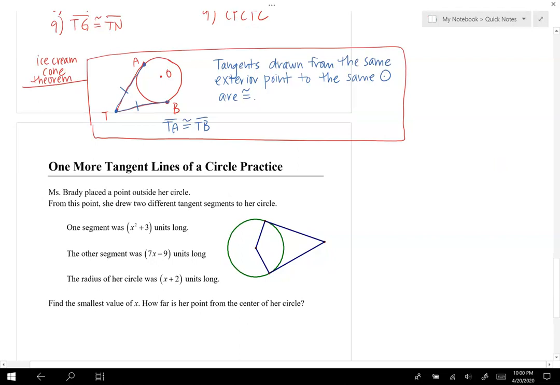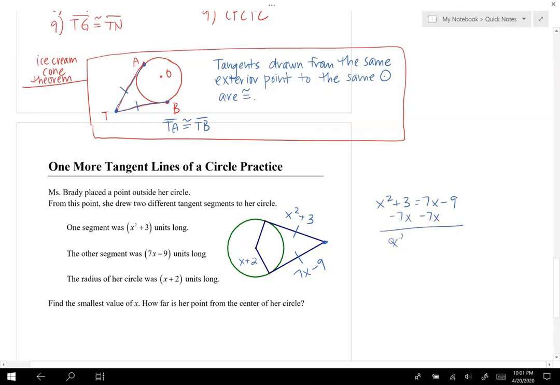So Miss Brady put a point outside her circle. She drew two different tangents. Boom, they must be congruent. One segment was x squared plus 3. The other was 7x minus 9. The radius is x plus 2. Well, what I know is that the tangents are the same, so I'm going to set these expressions equal to each other. And I've got an x squared, so I'm going to move everything to the x squared side.